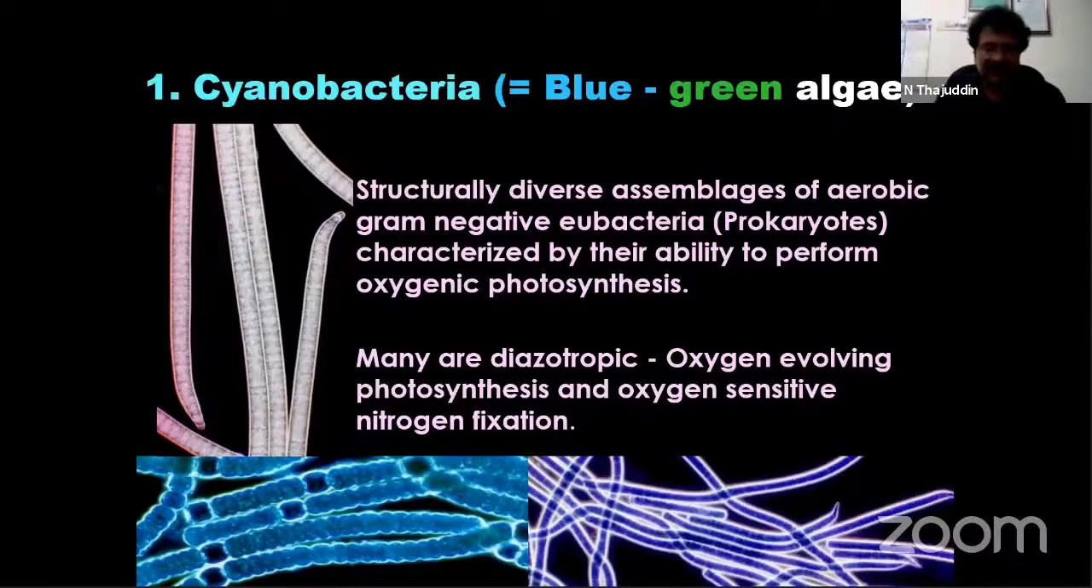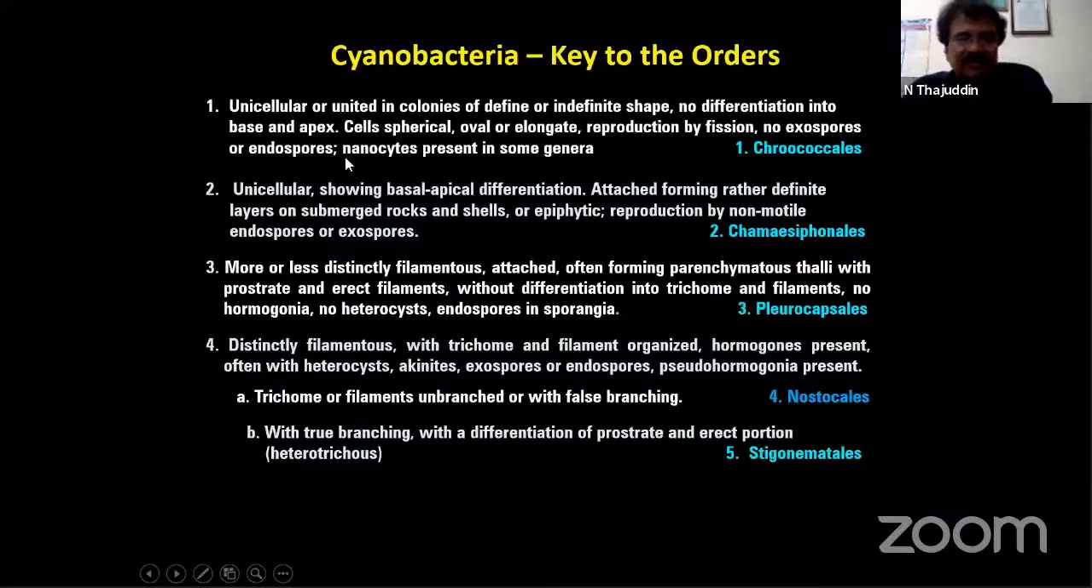The only problem arises when the organisms look different in the natural environment, and again look different after repeated subculturing in laboratory conditions. For this, we have to use molecular tools to identify these organisms. So in cyanobacteria, there are 5 major orders. One order belongs to Chroococcales, which are all unicellular and colonial forms. There is no differentiation in the base and apex, cells are spherical or elongate, and reproduction is by fission. The advantage of cyanobacteria is there is no mitosis, there is no meiosis, only amitotic fission.